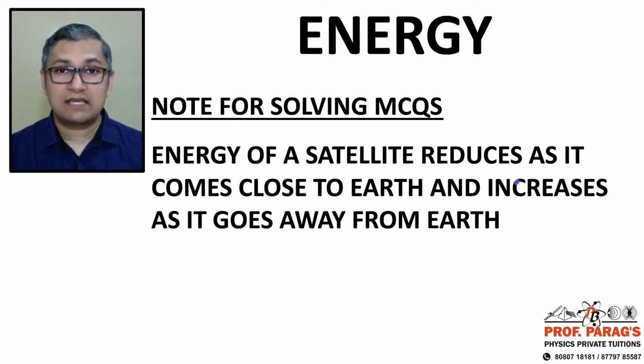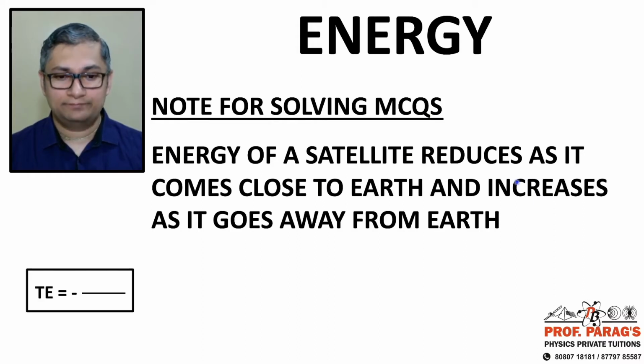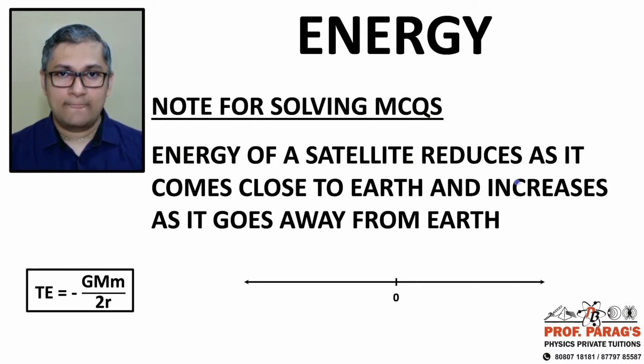This can also be understood using the formula on the number line again. The formula was minus GMm by 2r for the total energy. We are talking about the total energy of the satellite. So on the number line, let's say we have some initial height, and at that height let's call the total energy TE1. Let's take the number minus 5 units, so at a given height the satellite had minus 5 units.